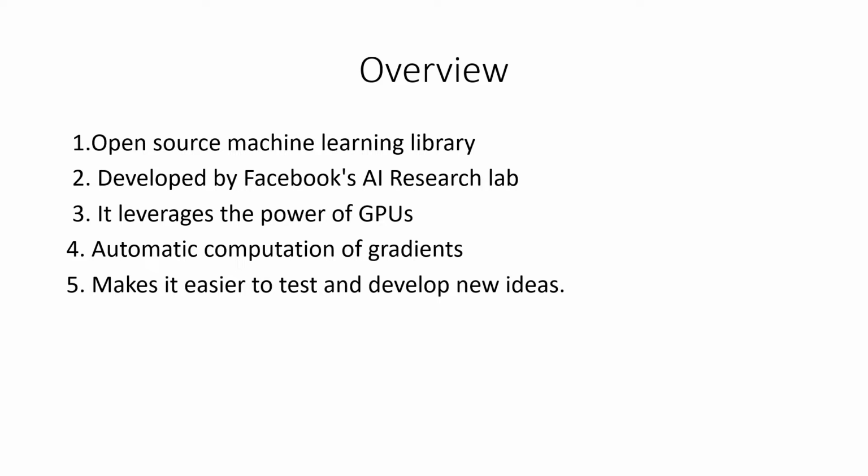It has automatic computation which gives the gradients, and it makes it easy to test and develop new ideas. A number of pieces of deep learning software were built on PyTorch, which included Tesla, Uber, Hugging Face Transformers, PyTorch Lightning, and Catalyst.